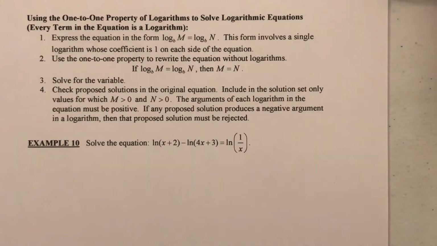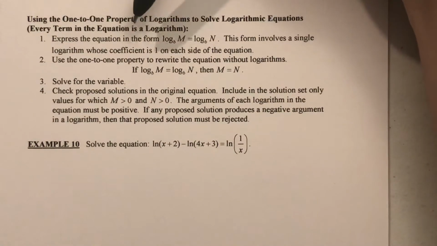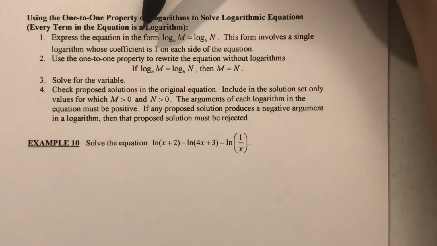And the last kind of logarithmic equation we see here in 4.4 would be one where every term in the equation is a logarithm. A little different approach here. In fact, it's actually quite a bit easier.